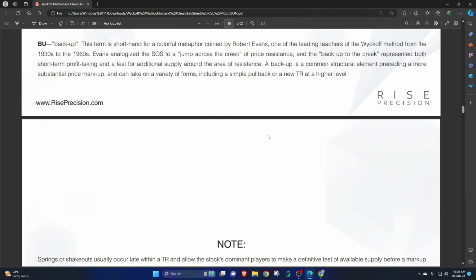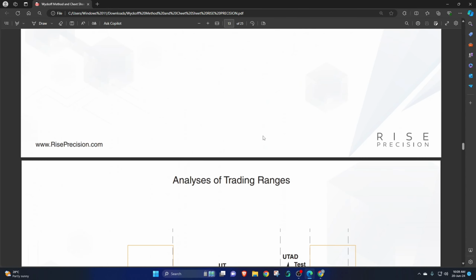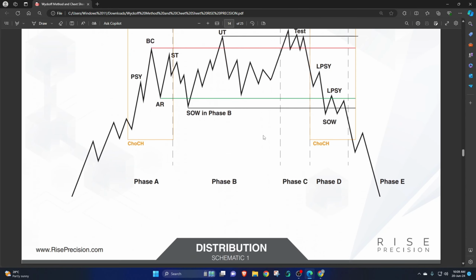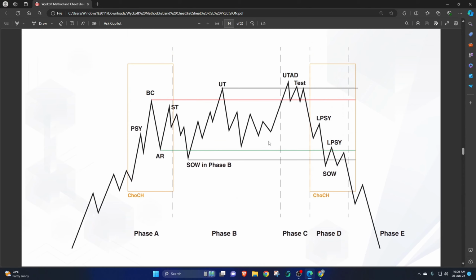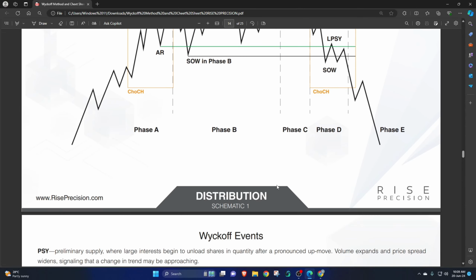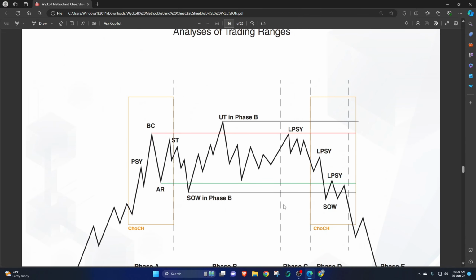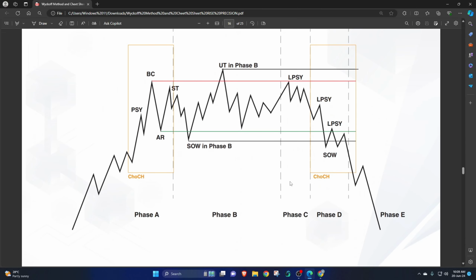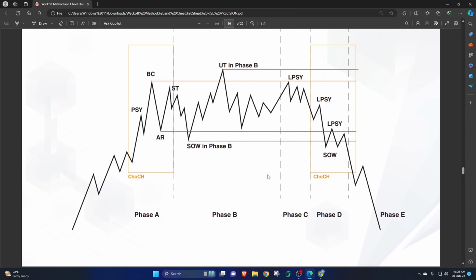I will skip the accumulation method and go straight into the distribution method for today's video. In the future I might talk about accumulation, but in today's video let's focus on the distribution part. In the distribution part, there are two schematics, the first and the second. In today's video, we will focus on the second schematic.